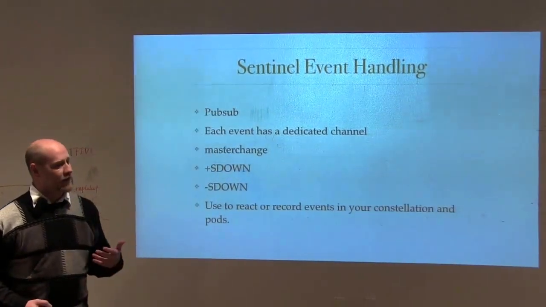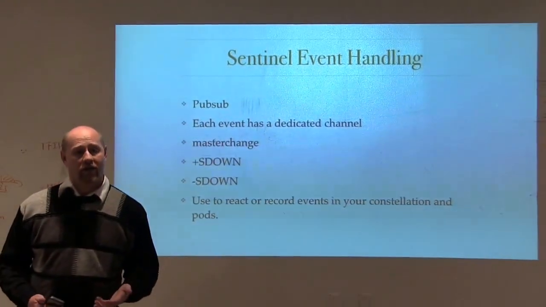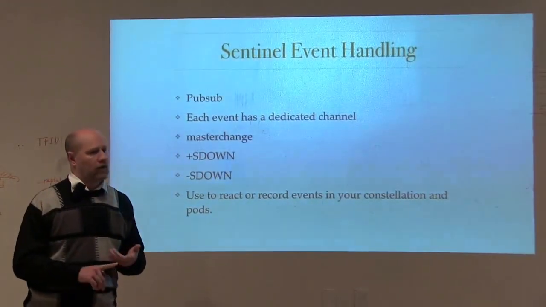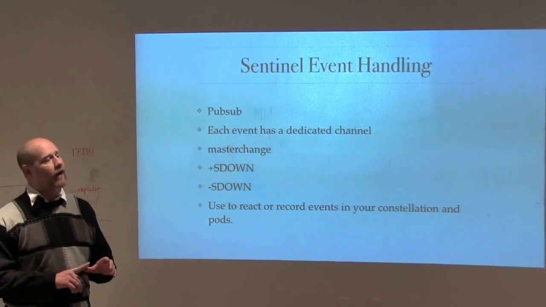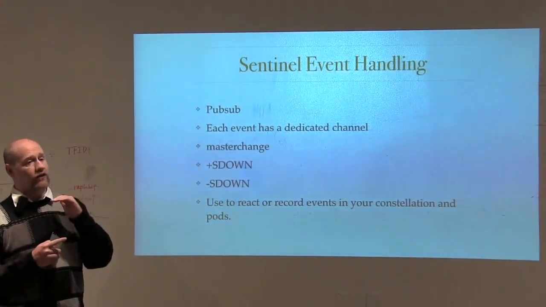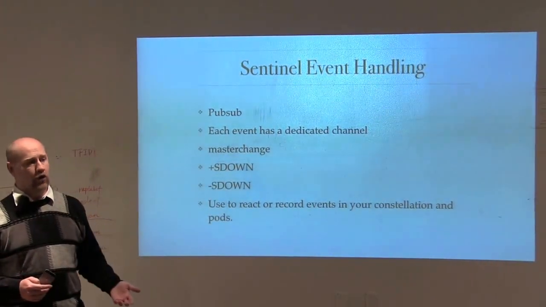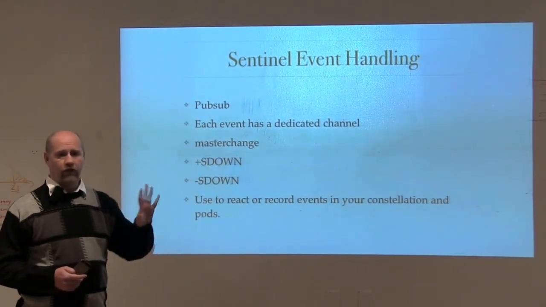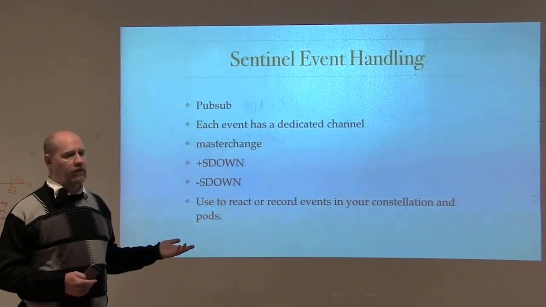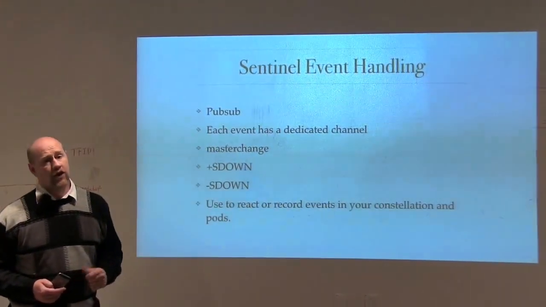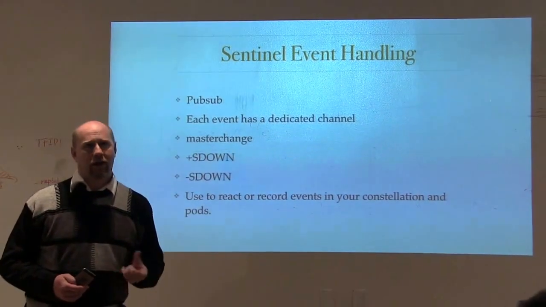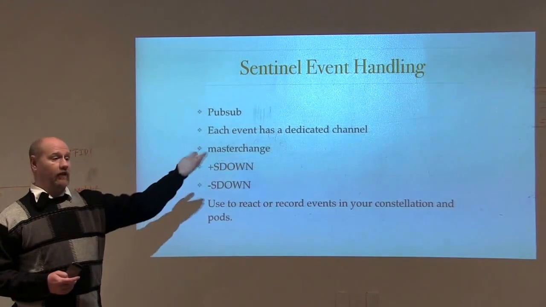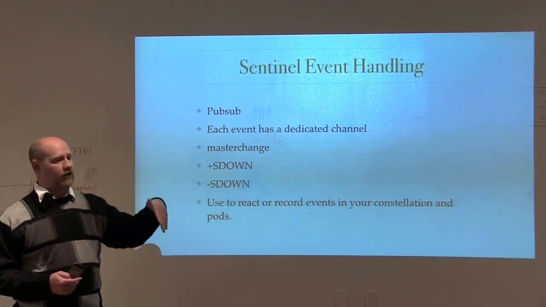So I mentioned earlier Sentinel has pub/sub for events. Things like subjective down, objective down, master change. There's a new Sentinel. There's a new slave. Those types of things. There's a nice long list of them. Each one of those events goes to its own pub/sub channel. So if all you're interested in is subjective downs and you want to plot those, you just subscribe to the +sdown channel. There's also a -sdown and a -odown and +odown, where +sdown means, hey, this is now subjectively down, and minus means it's not.